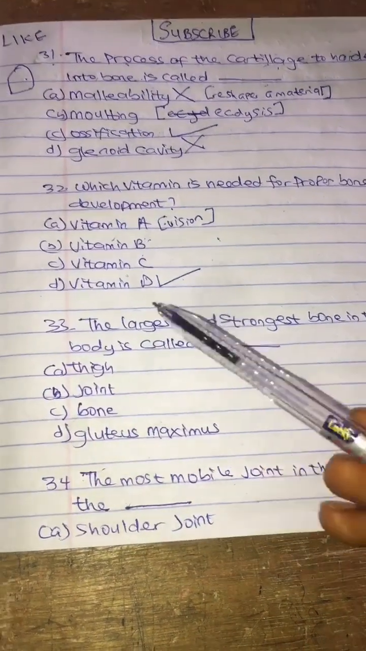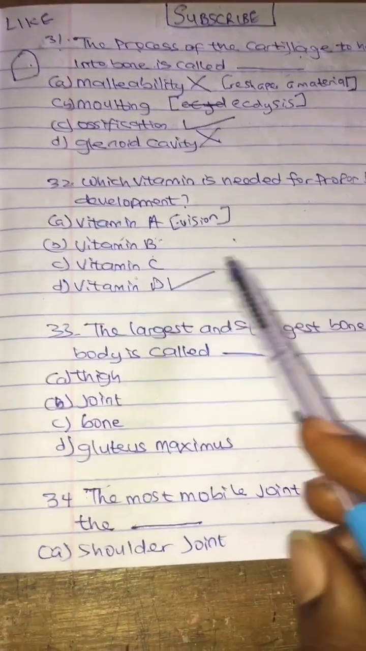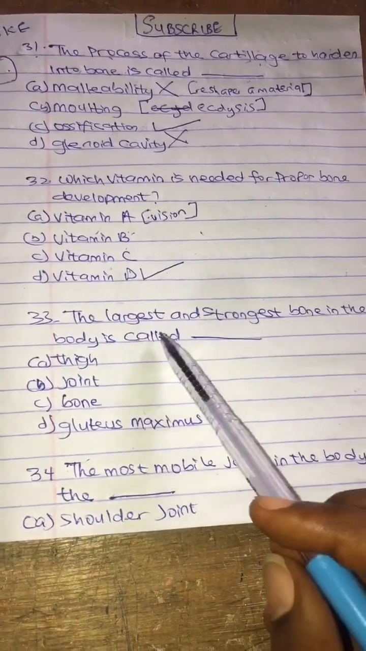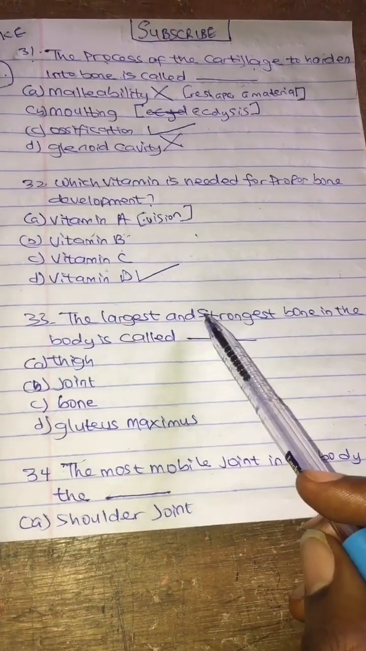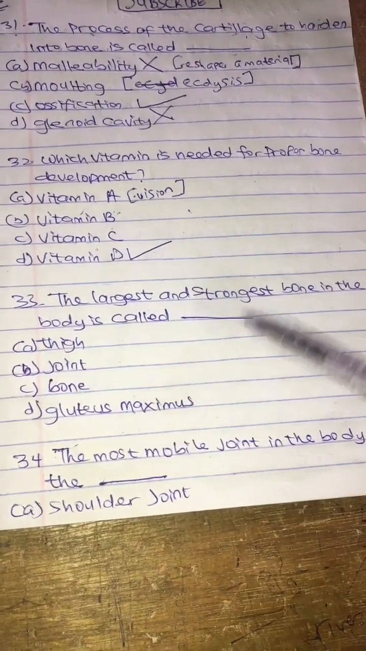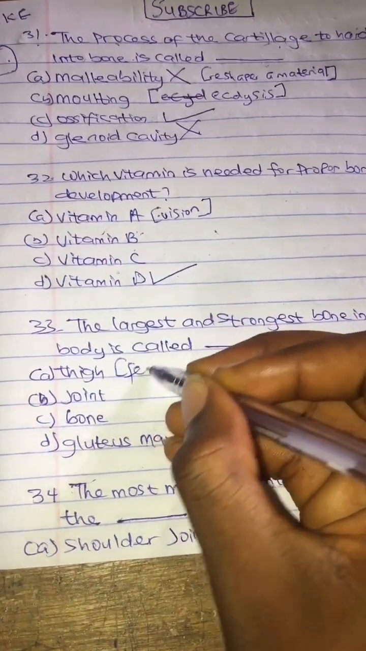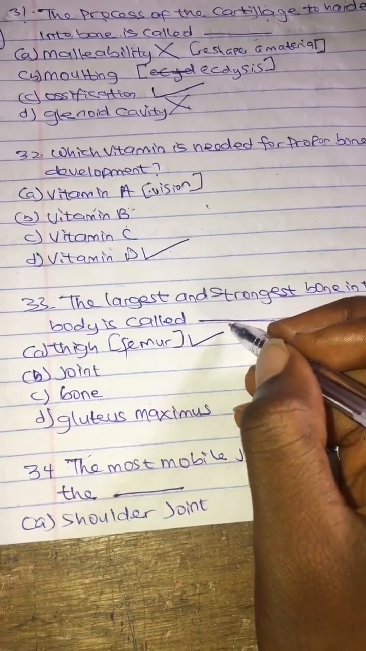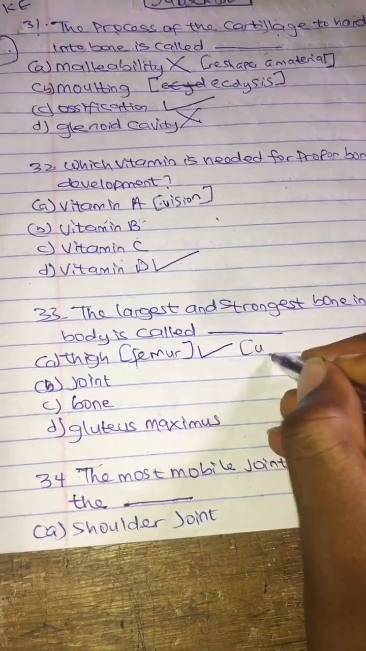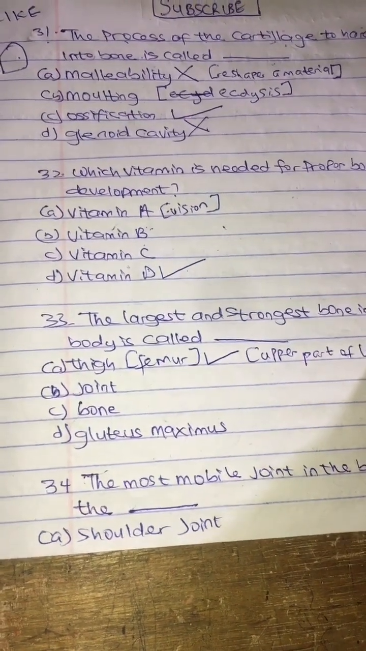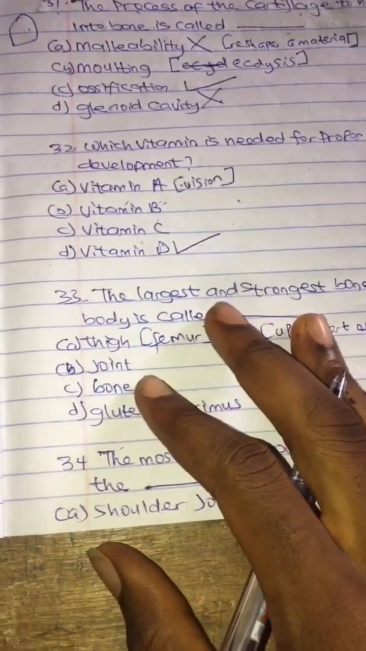Let's continue because there is no time. The largest and strongest bone in the body is called dash. You can answer that even without options. The answer is the thigh bone, which is also known as the femur. It is located at the upper part of the leg.